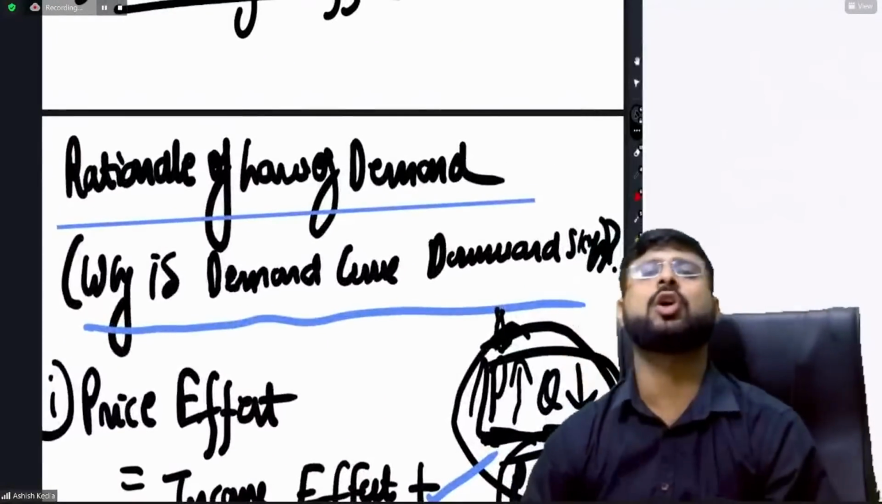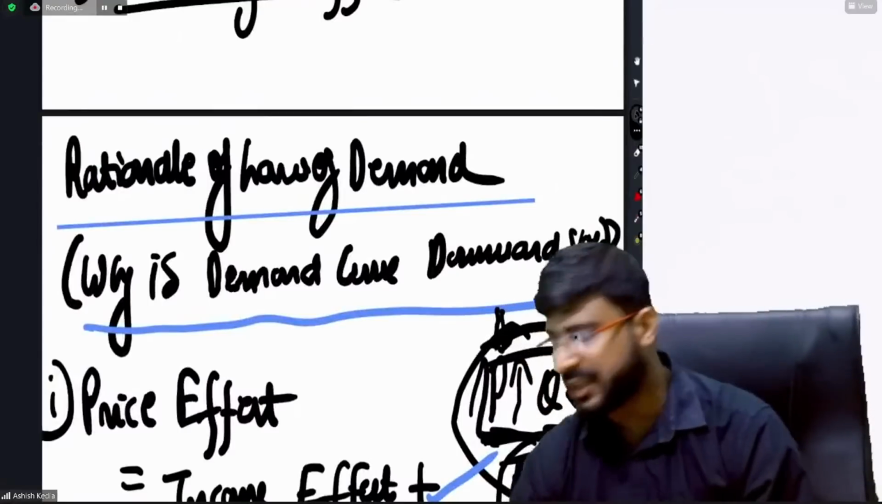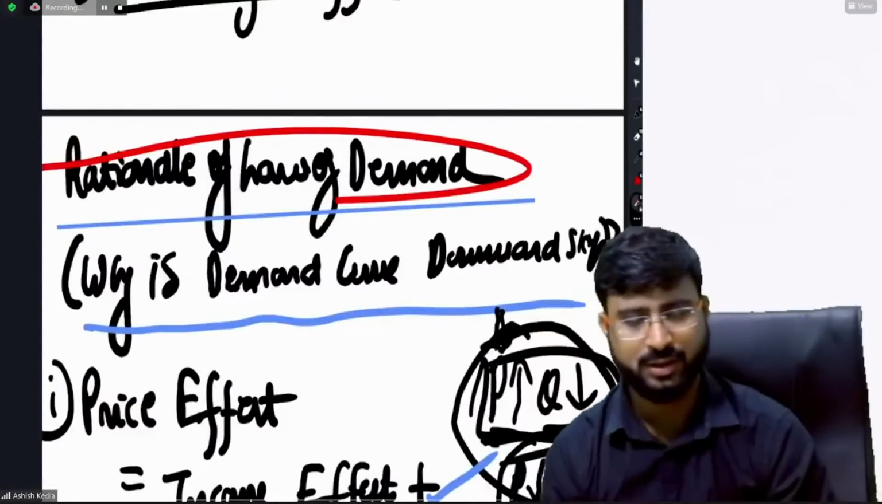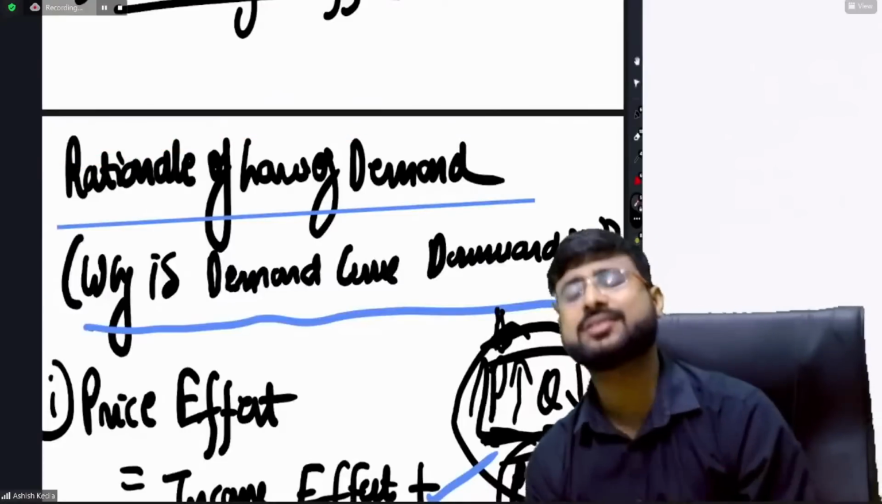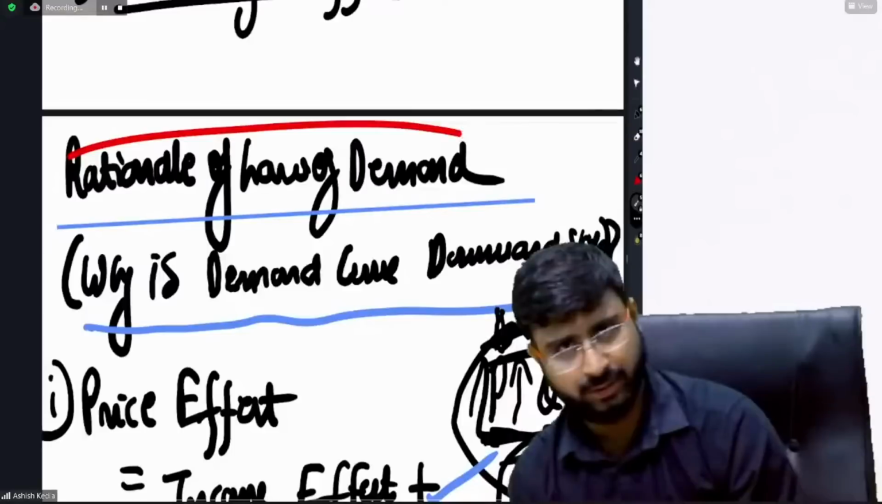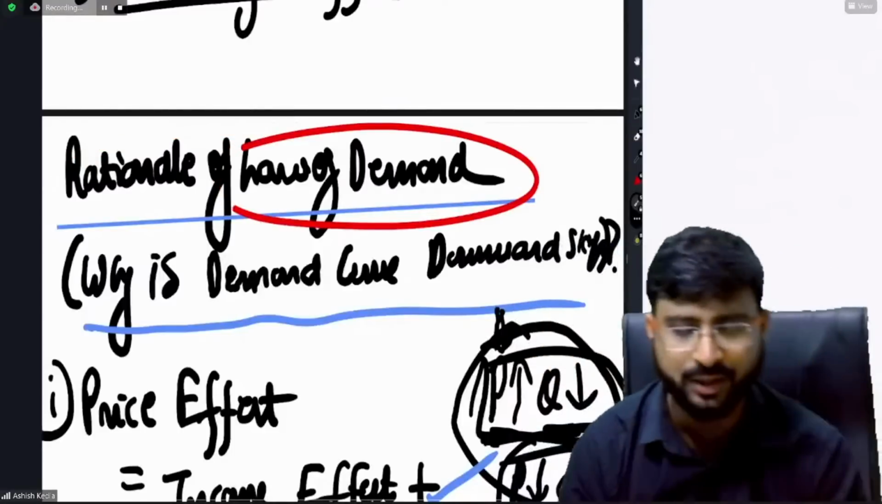Friends, now we move on to the next heading. Are we ready? The question is rationale of law of demand. That is, why is the demand curve downward sloping? Rationale means logic. Logic behind the law of demand.